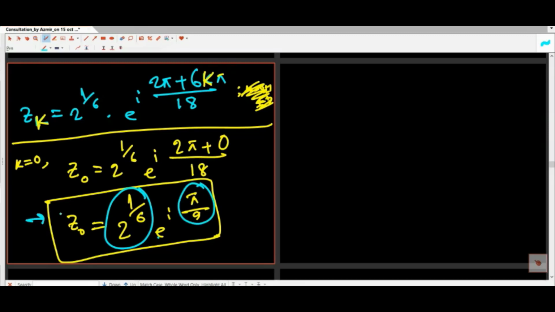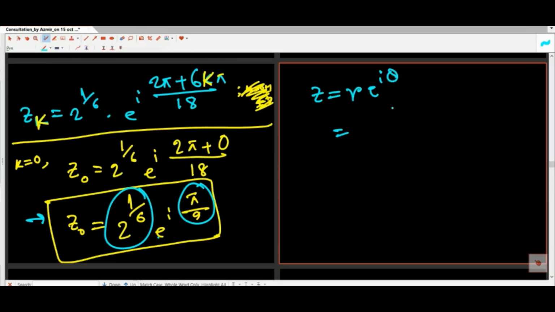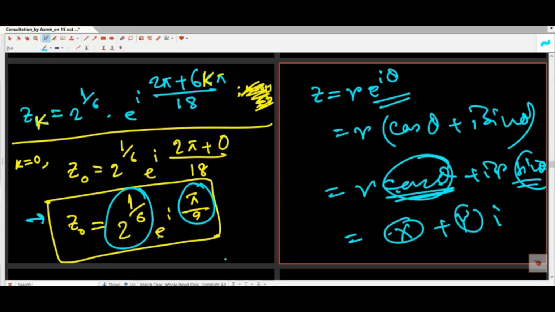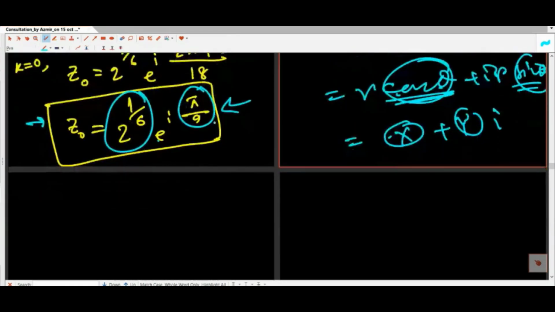Every solution is also a complex number. We know that if we have z equals r e power i theta, using Euler's identity we can also convert that to rectangular form. We know that e power i theta is cosine theta plus i sine theta. So we have r cosine theta plus i r sine theta. If we compute cosine pi by 9 and sine pi by 9, you will get a decimal value. That means you will get x plus yi finally. So from here we can find the rectangular form as well as the polar form, if we want.